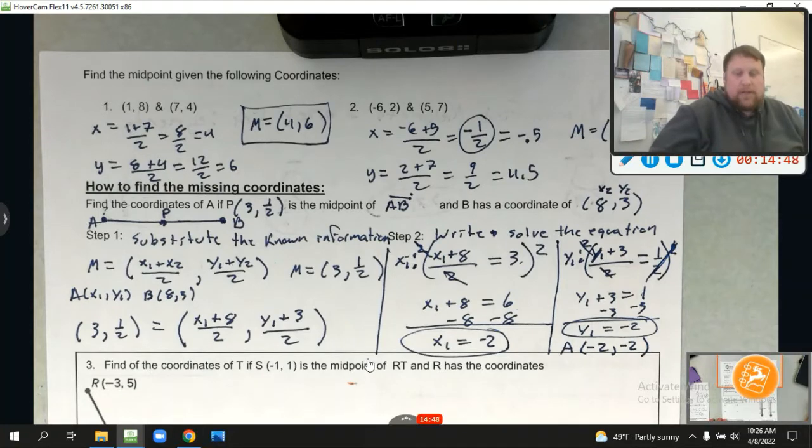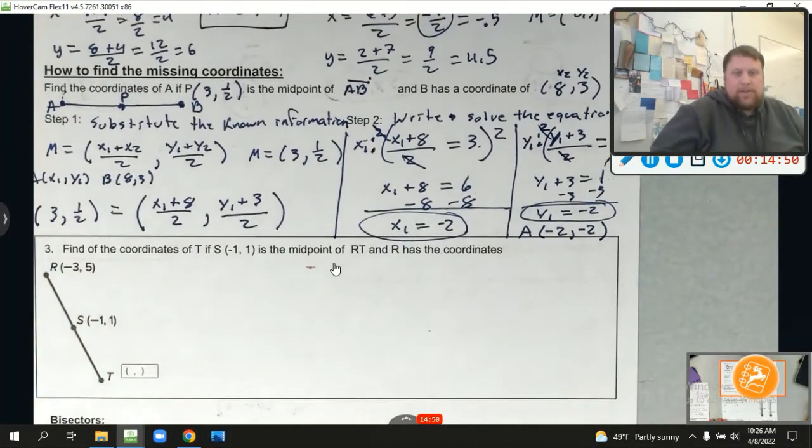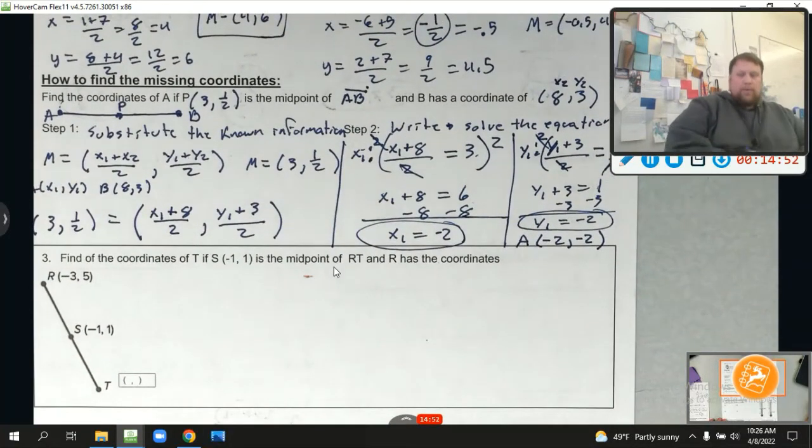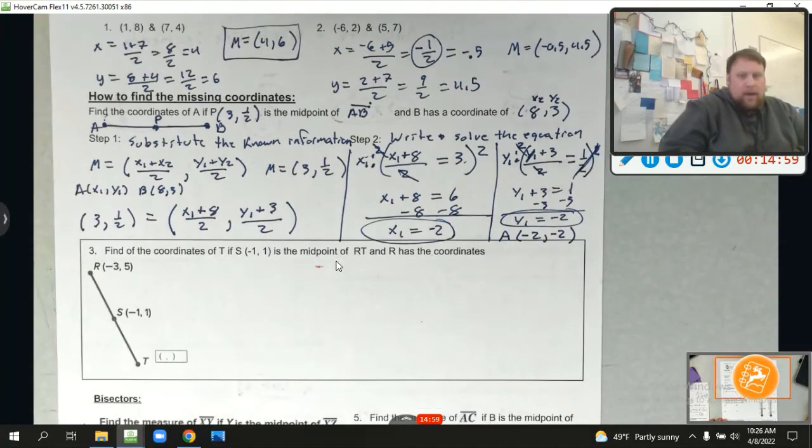So that's how we find the missing point. So what you're seeing right now, guys, we're starting to get into some real math. We're going to start mixing applications and doing things together that we've been doing in separate pieces. Okay? So here's what I want to find this time.